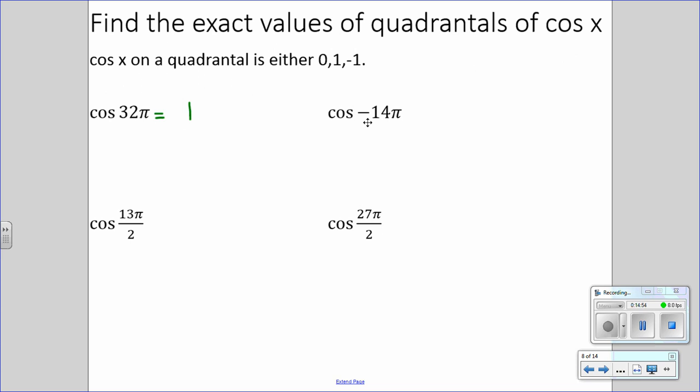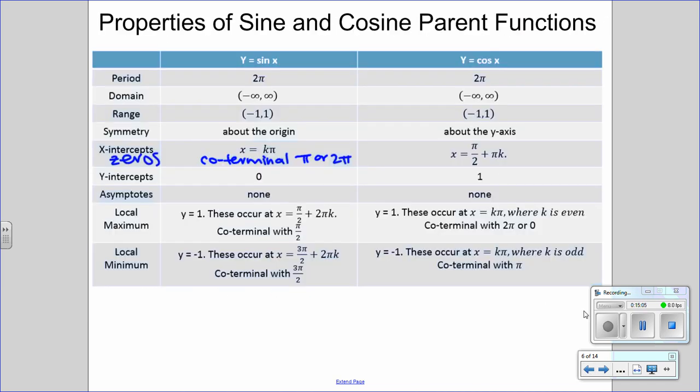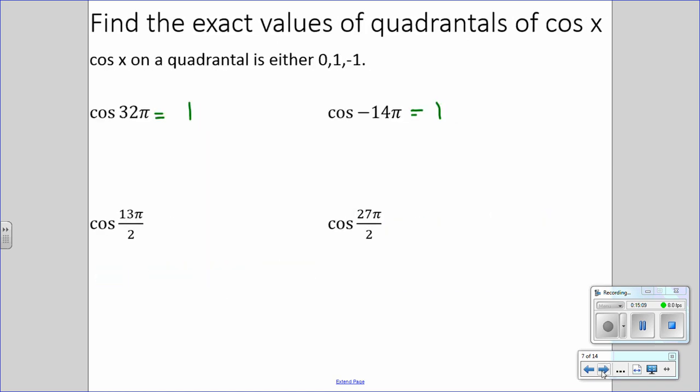Again, same thing here. This is an even number of pi's, so this is still a local maximum, so it's 1. Cosine is actually way easier with your fractions, because if you look at your chart, anything that is fractional is an intercept. It is a 0. So cosine's fractions should always be at 0 if it is your parent function. So both of these just equal 0.